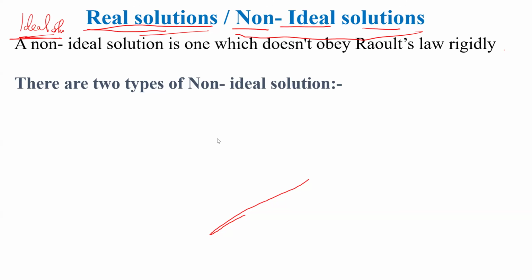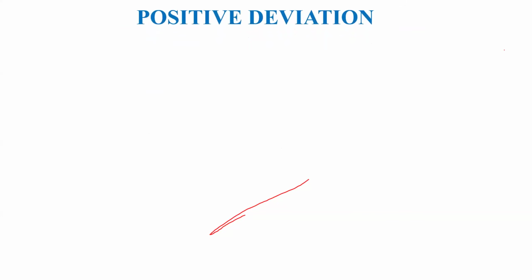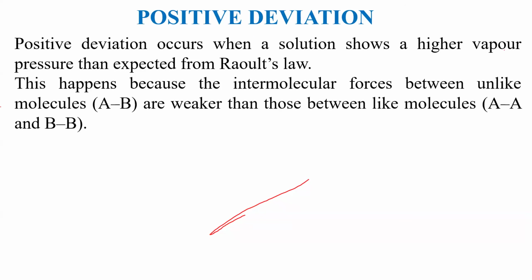So when you talk about two types of non-ideal solution, like Quantum is saying, one is those that deviate positively from ideal behavior, and the other ones deviate negatively from ideal behavior. So there are two types. And I would like us to start with the one which deviates positively, the positive deviation from ideal solution. And what are we saying? That positive deviation occurs when a solution shows a higher vapor pressure than expected from Raoult's law.